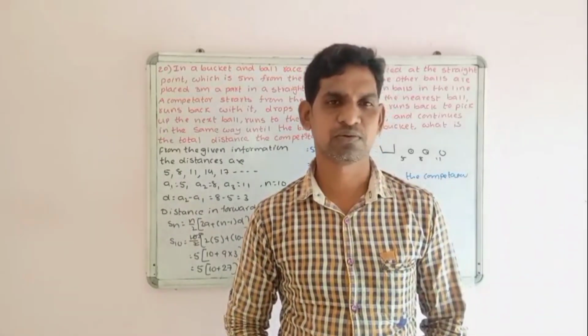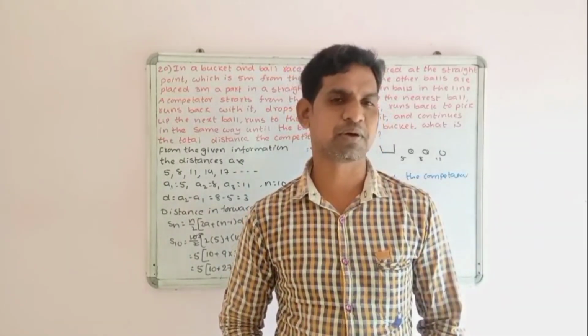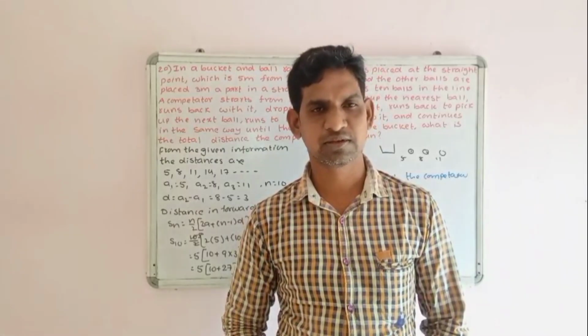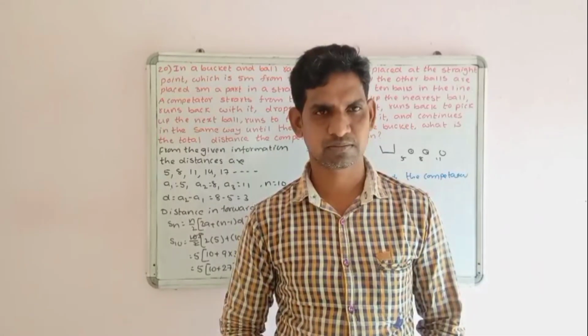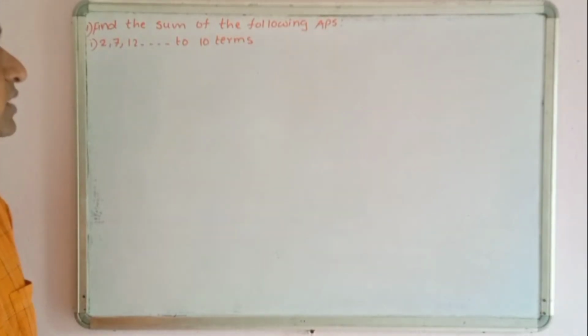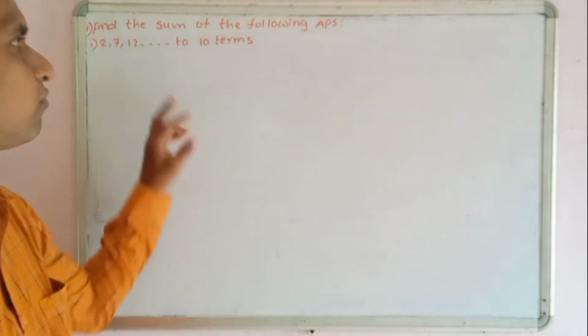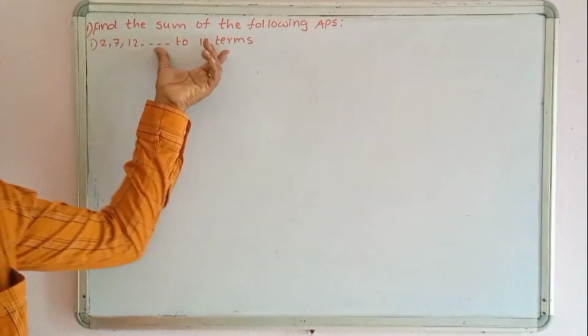In this video, we will learn arithmetic progression exercise 5.3, class 10. Arithmetic progressions exercise 5.3, problem 1. Find the sum of the following APs: 2, 7, 12, and so on up to 10 terms. Find the sum.